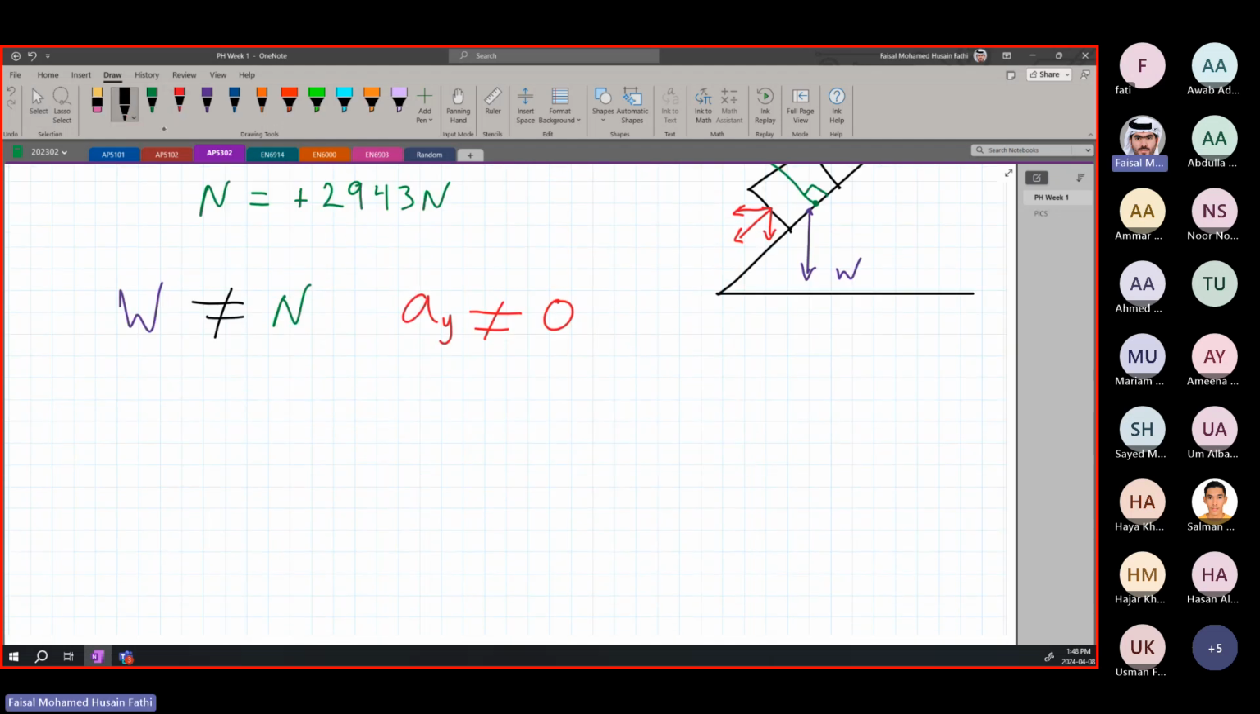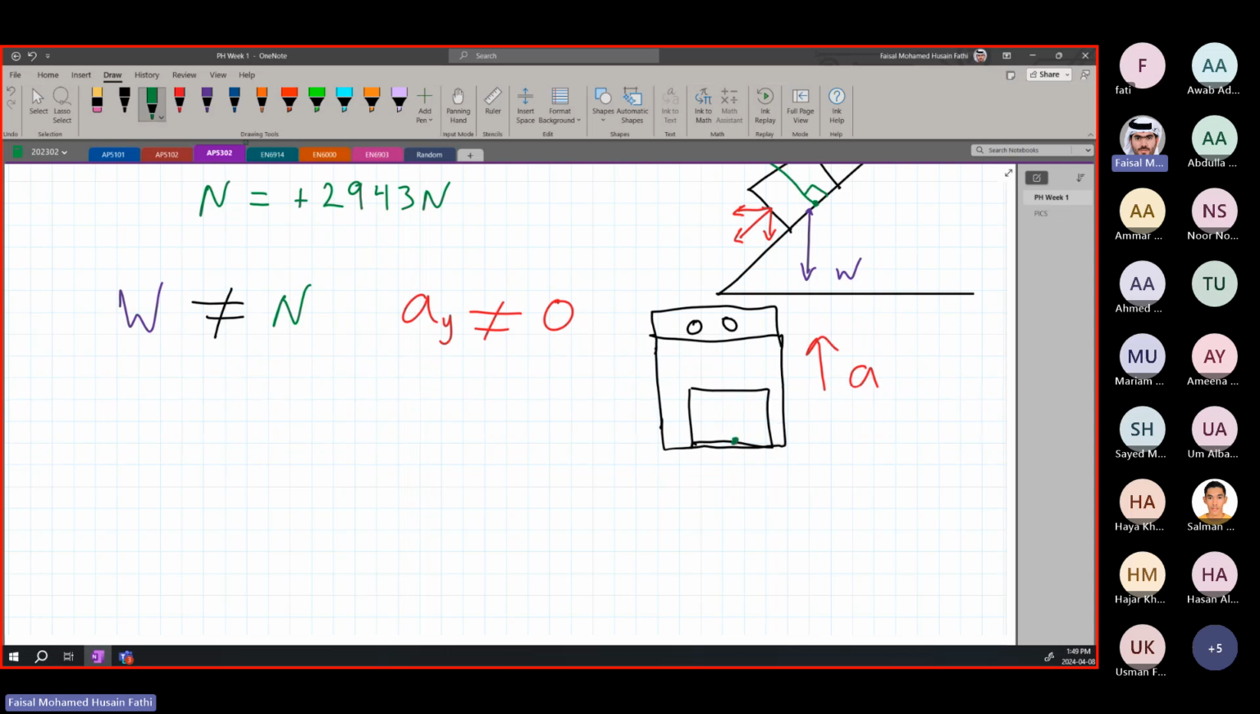Or if there's just generally motion in the Y. Let's say that this item is in an elevator, for example. This looks like an oven, but let's say it's an elevator and it's going upwards. For example, there will be acceleration. So if it's going upwards, there is an acceleration.